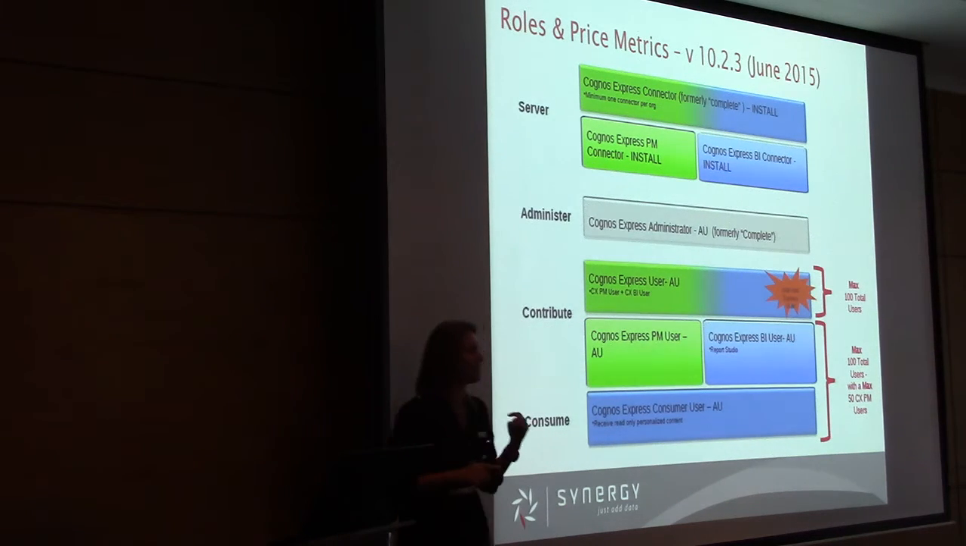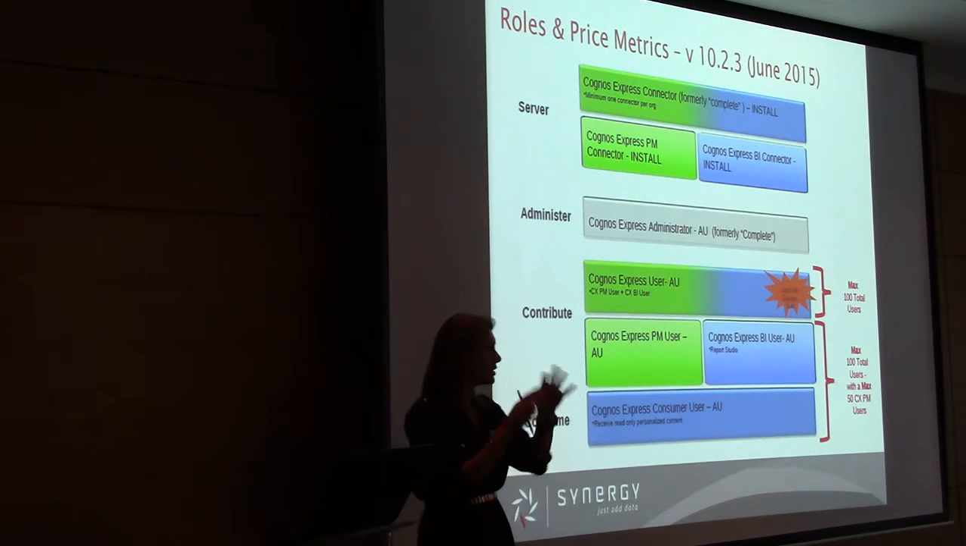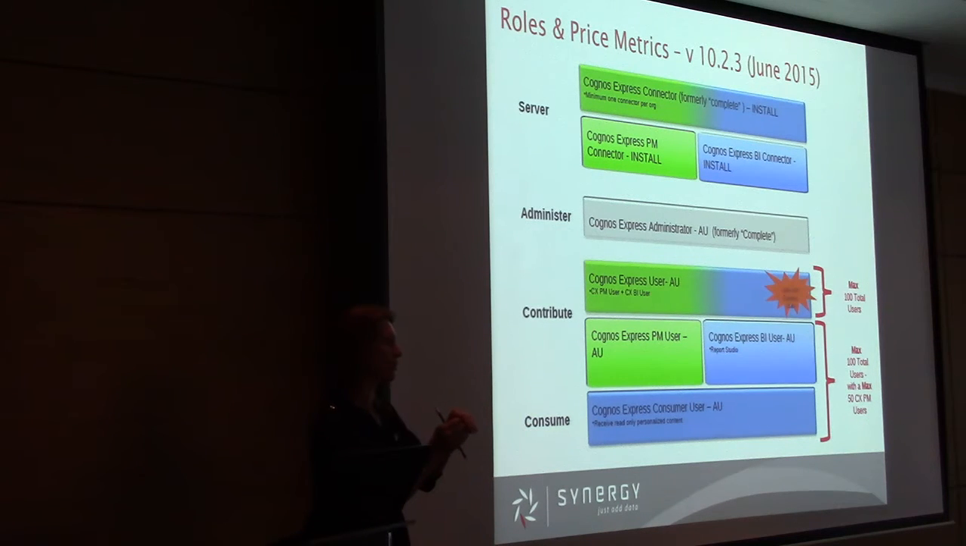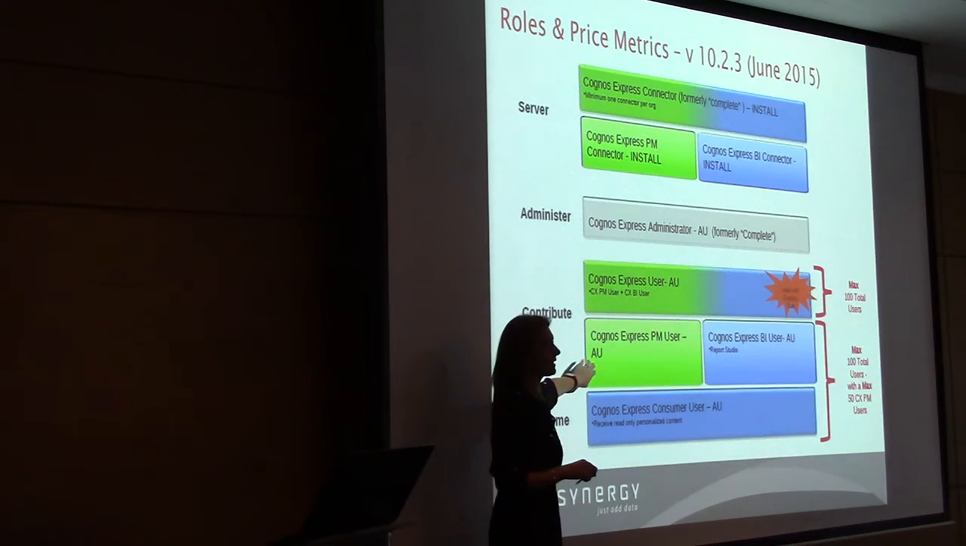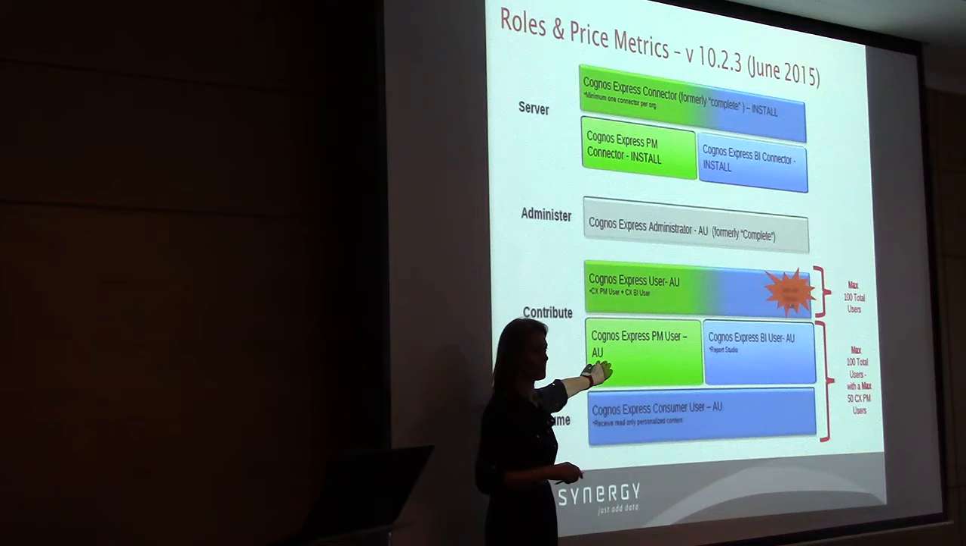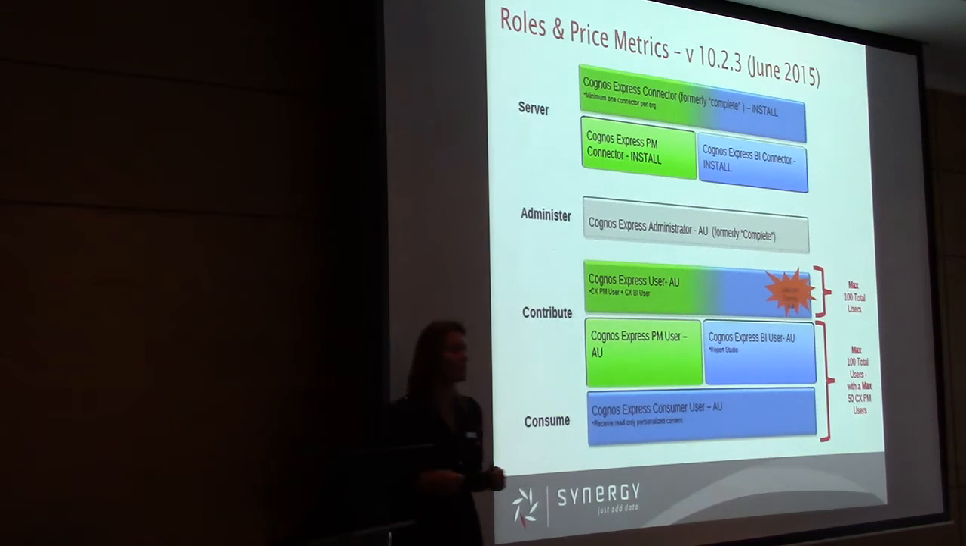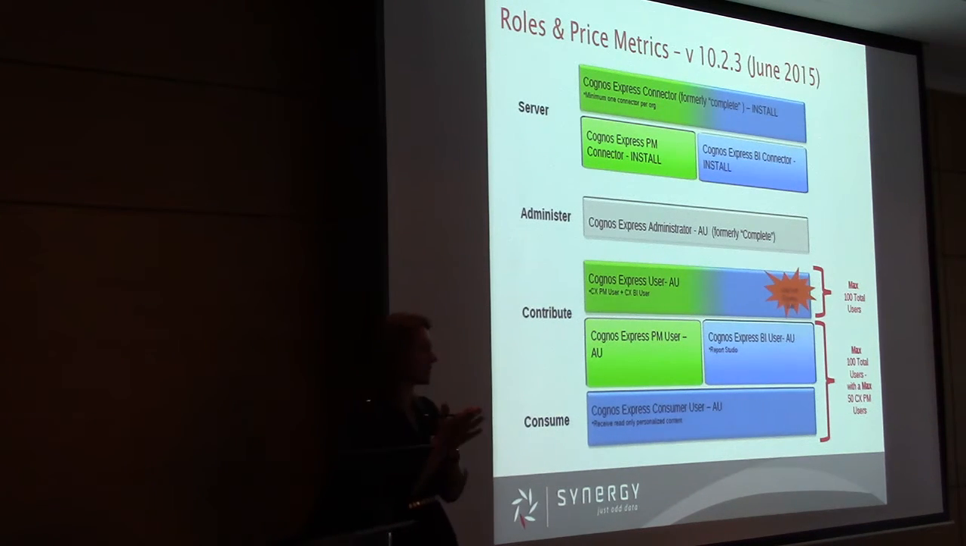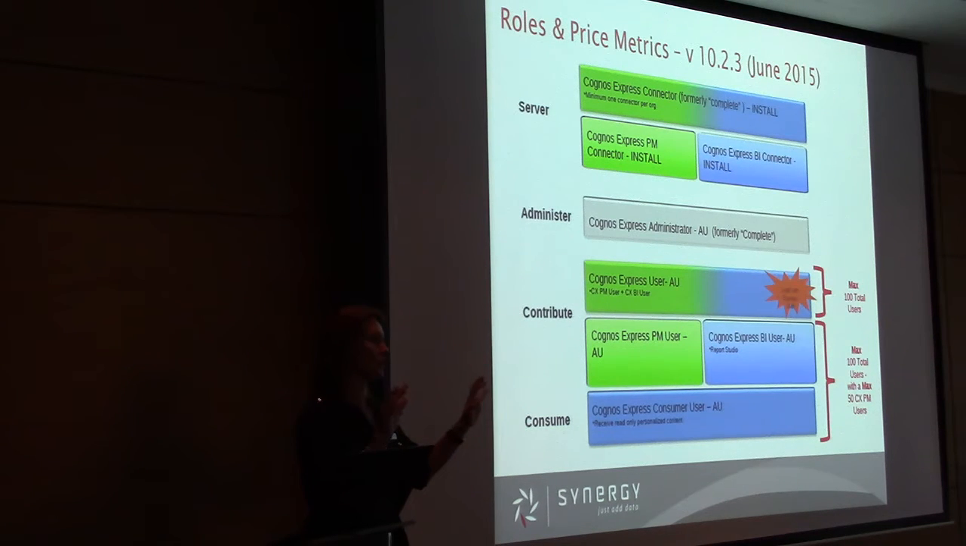Okay, so if you have a BI user, they can only read information from the BI portal, but they can read information off the TM1 cube. Whereas a PM user is the guy that writes data back, so this is your planning person. Then you have an Express user, which means one person can do both things. So it's not an either or.